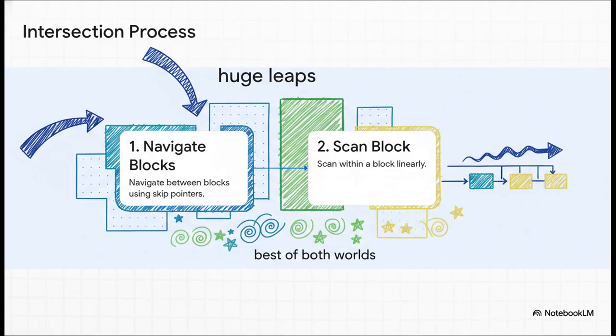So what this does is, it turns the whole search into a simple two-step dance. Step 1. You use the skip pointers to make these huge leaps, navigating between big chunks of the list. Step 2. Once you land in the right general area, you just switch back to a quick little linear scan to pinpoint the exact item. You get the speed of jumping and the precision of walking. It really is the best of both worlds.